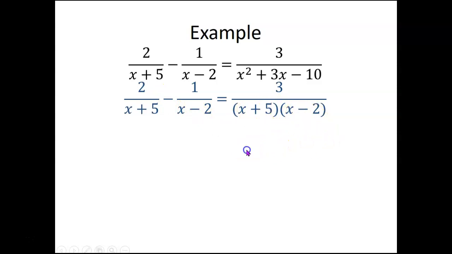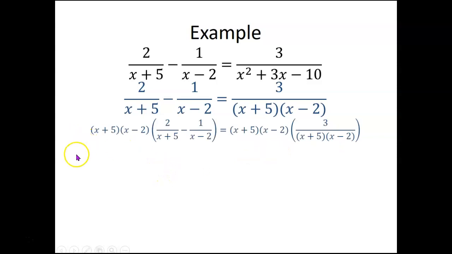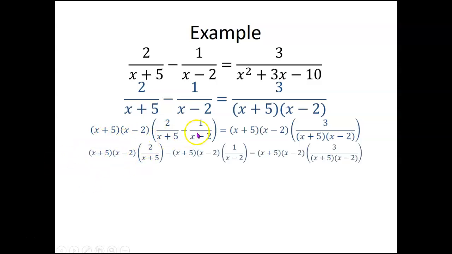So that's what I'm going to multiply on both sides. I'm multiplying both sides of this equation by x plus 5 times x minus 2. And remember, that means that each term gets multiplied by that. We've got x plus 5 times x minus 2 times this first fraction, 2 over x plus 5, minus x plus 5 times x minus 2 times 1 over x minus 2. And then over on the other side of the equal sign, we've got x plus 5 times x minus 2 times 3 over x plus 5 times x minus 2.